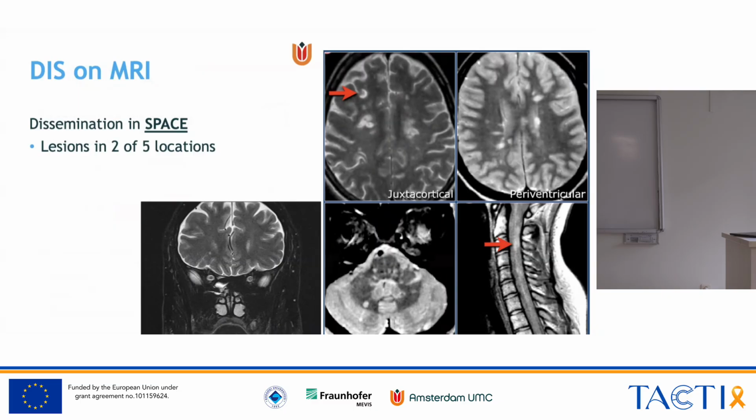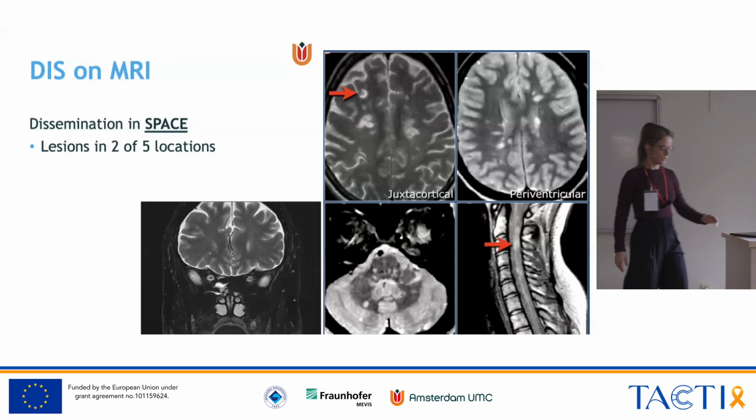This is the MRI. To prove, up until now, dissemination in space, you need lesions in 2 out of 5 locations. So here you have the juxtacortical lesions, the periventricular lesions, the Dawson's fingers again. This is the same picture I think Farah showed with the infratentorial and the brainstem lesions. You have the spinal cord lesion here, and here it's more difficult to see, but this is an optic nerve that is affected, that you can see based on the hyperintensity here in the optic nerve compared to the gray matter. So this is the dissemination in space.